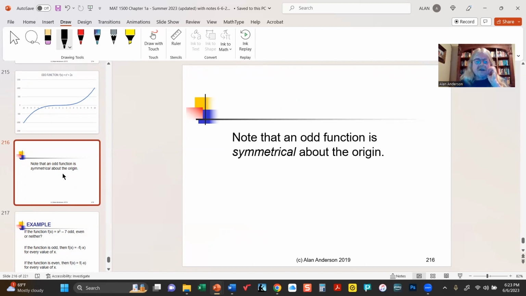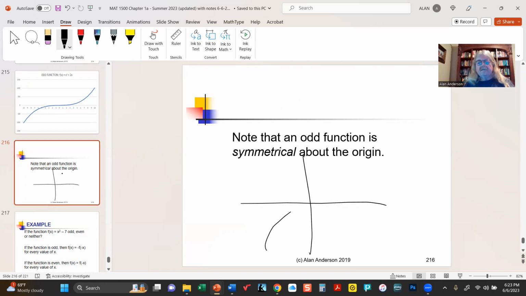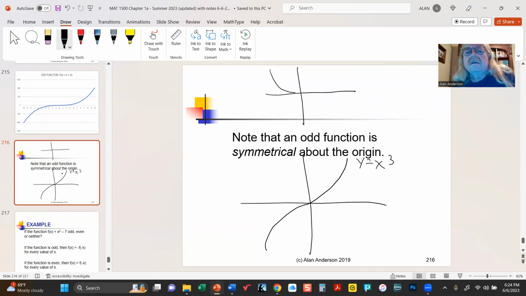In terms of geometry, the odd functions, it says here, are symmetrical about the origin. In other words, if you have x cubed, it's basically saying that the first and the third quadrants are mirror images of each other. Whereas with the even functions, the symmetry is with respect to the vertical axis. In other words, what's happening here is a carbon copy of what's happening over here.